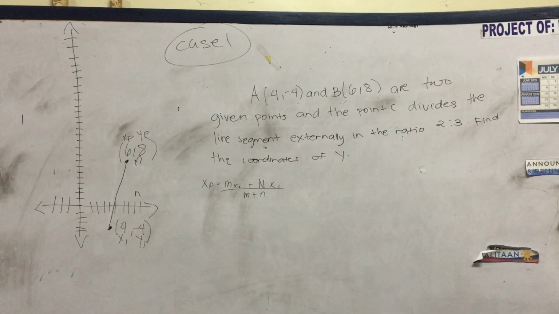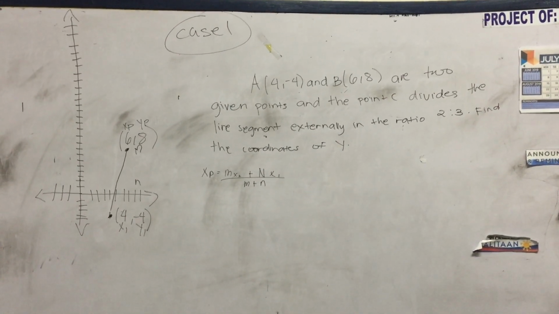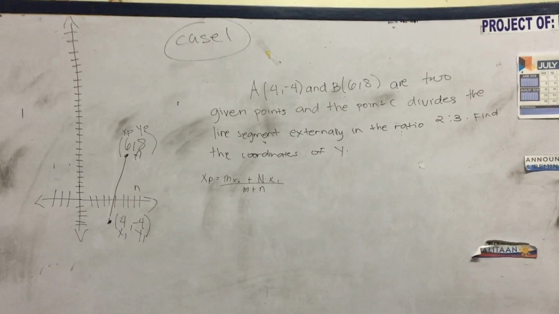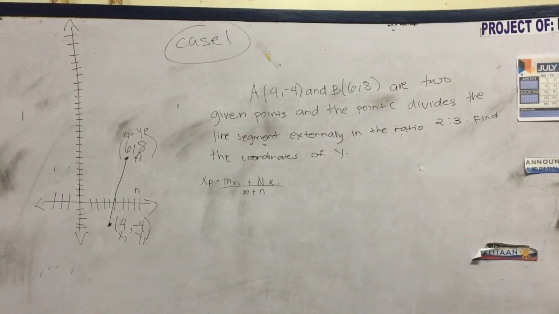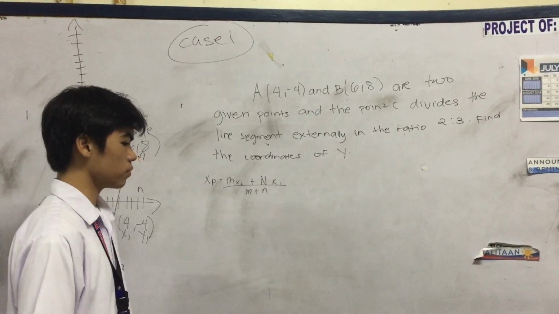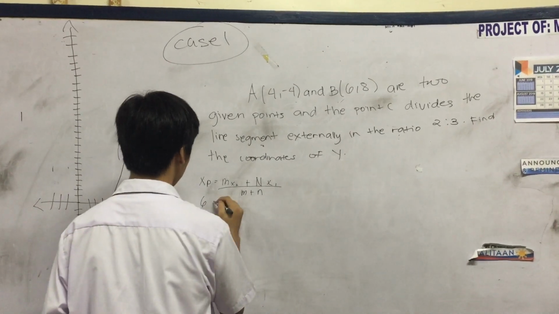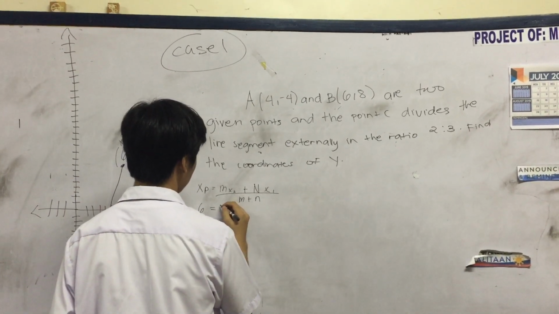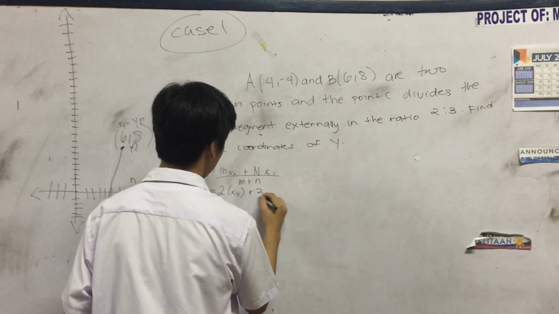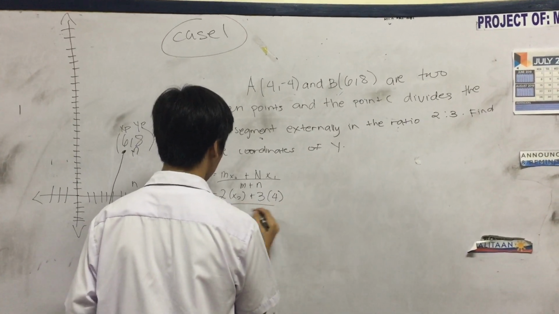Our problem for dividing a line segment externally is: A (4, negative 4) and B (6, 8) are two given points, and the point C divides the line segment externally in the ratio 2:3. Find the coordinates of C. So our formula for this problem is x sub p is equal to m x sub 2 plus n x sub 1 over m plus n. Our x sub p is 6, is equal to our m is 2 multiplied by x sub 2 plus 3 multiplied by 4 over 2 plus 3.